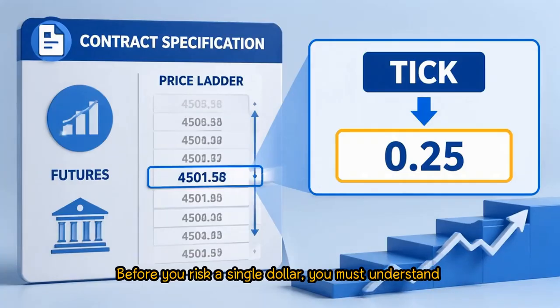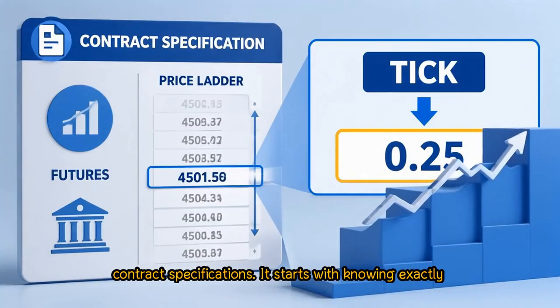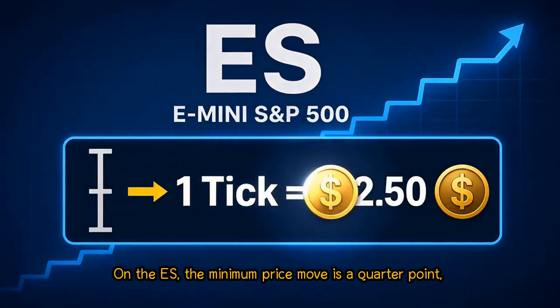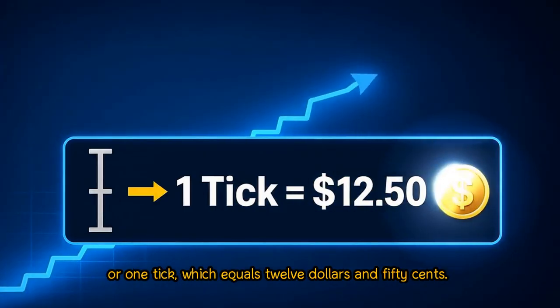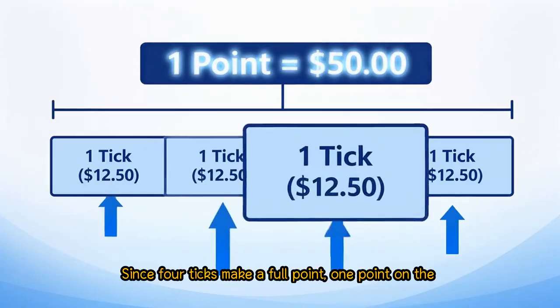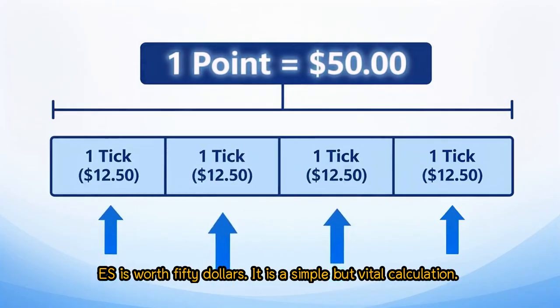attention. Before you risk a single dollar, you must understand contract specifications. It starts with knowing exactly what a tick is worth. On the ES, the minimum price move is a quarter point, or one tick, which equals $12.50. Since 4 ticks make a full point, 1 point on the ES is worth $50. It is a simple but vital calculation.